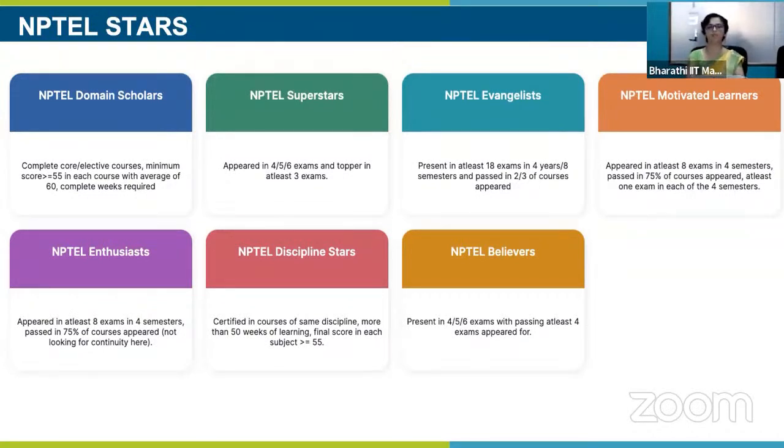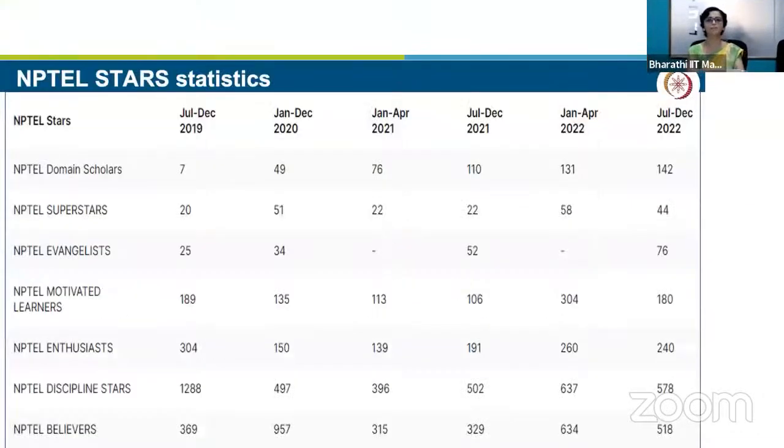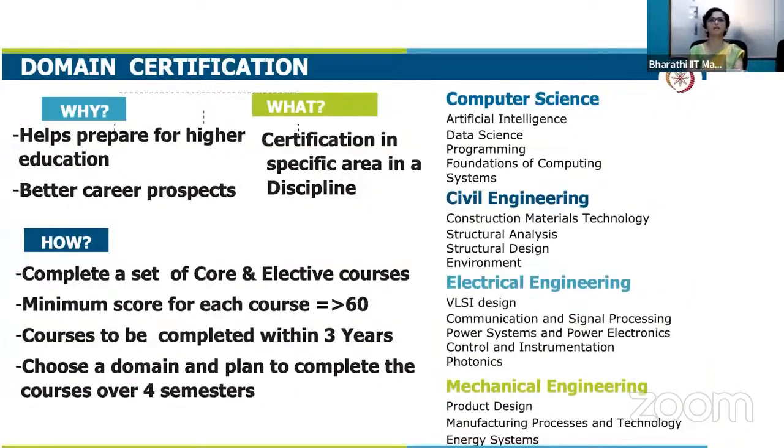You just have to manage your time on when you're going to study and not waste time on something else that is not important. So this page, I would say, please go and see. These are the kind of domain scholars, superstars, evangelists and all we have. We have more than about 3,000, as I can calculate on the fly, people doing multiple courses, and they are NPTEL stars with us today.